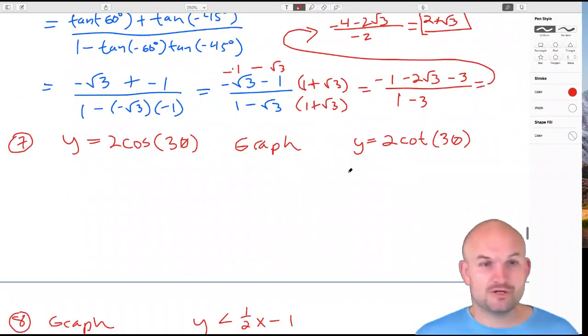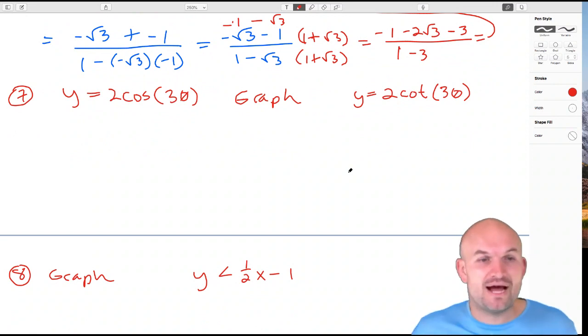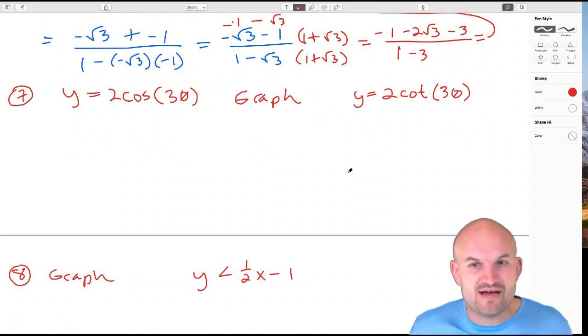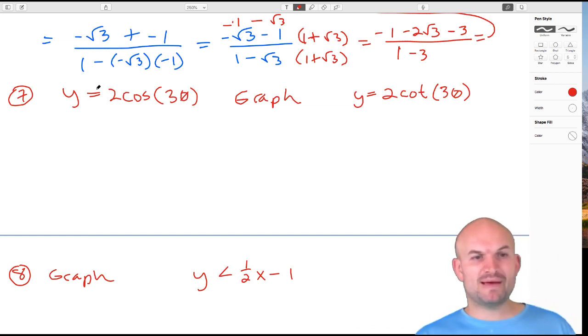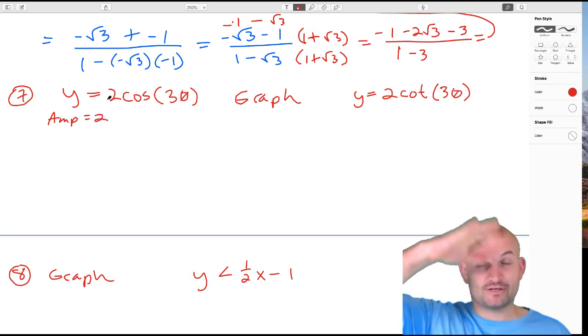All right, let's go with the graph. So we have graph y equals 2 cosine of 3 theta and graph y equals 2 cotangent of 3 theta. For cosine, remember when we have this 2, this is the amplitude, right? So the amplitude is going to equal 2. That's basically how high and low the graph goes.